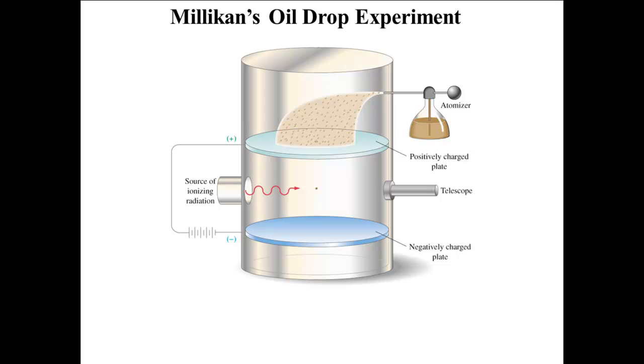In his experiment, he used an atomizer, a device which produced a very fine spray of droplets, to produce a bunch of very small droplets of oil. These droplets were allowed to fall into a space between two charged plates and were then hit with radiation that produced a negative charge on the droplets.